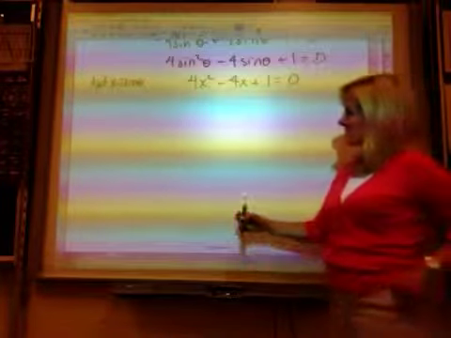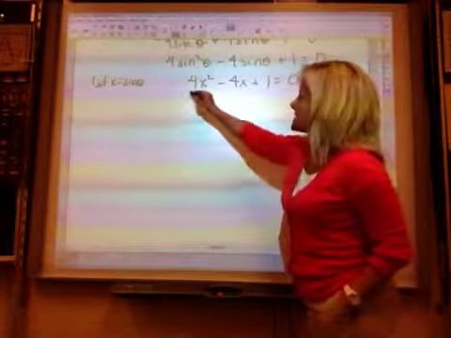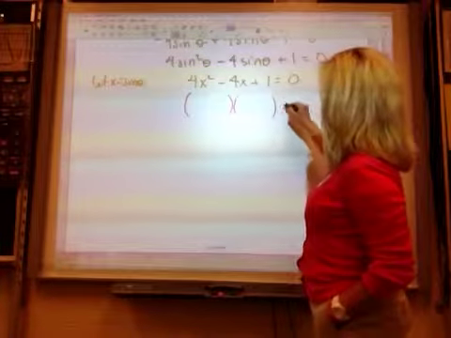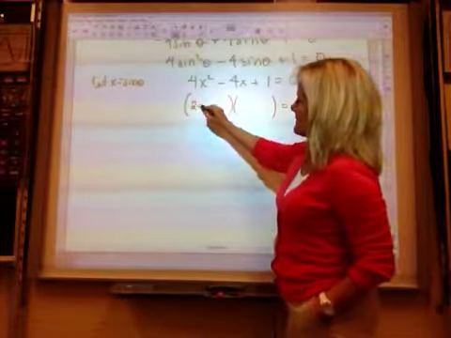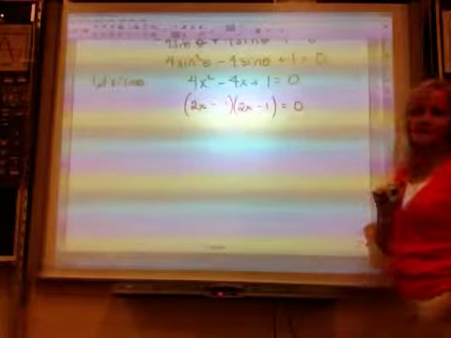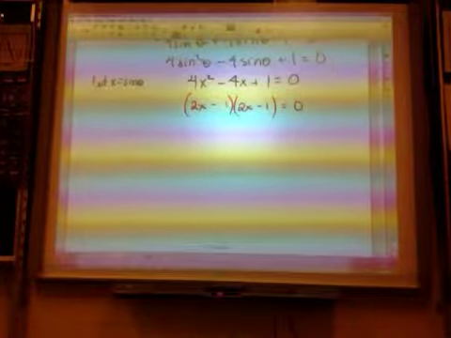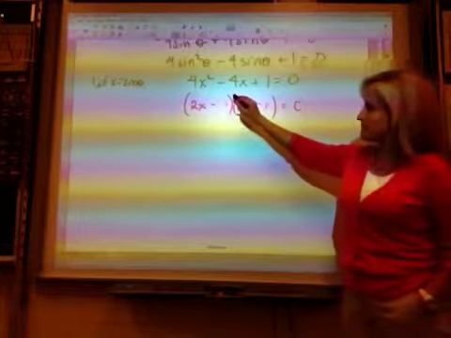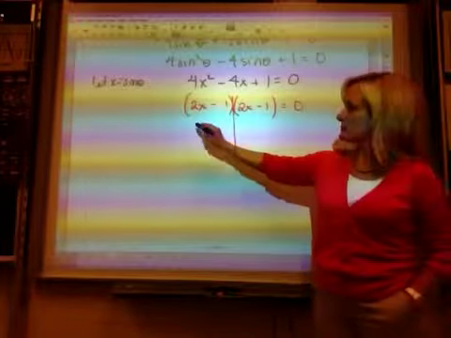You can always try it if you like. Let's put the factors down, since I'm telling you they factor. 2x and 2x, 1 and 1, minus and minus. Split.